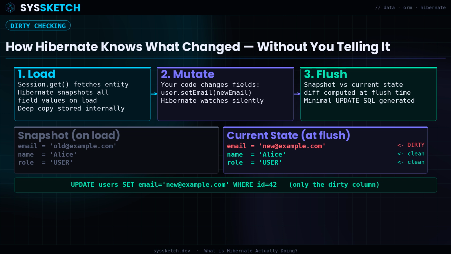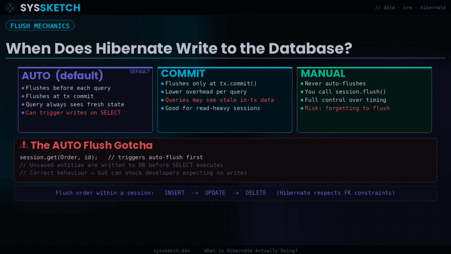Flushing is the process of synchronizing the in-memory session state with the database. By default, Hibernate flushes automatically before each query and at transaction commit. This guarantees that a query always sees the freshest state. But it means an innocuous select can trigger a cascade of insert and update statements. The flush mode is configurable.